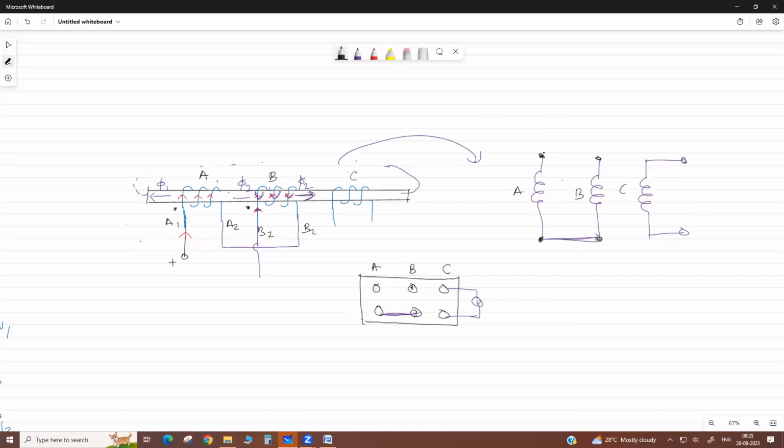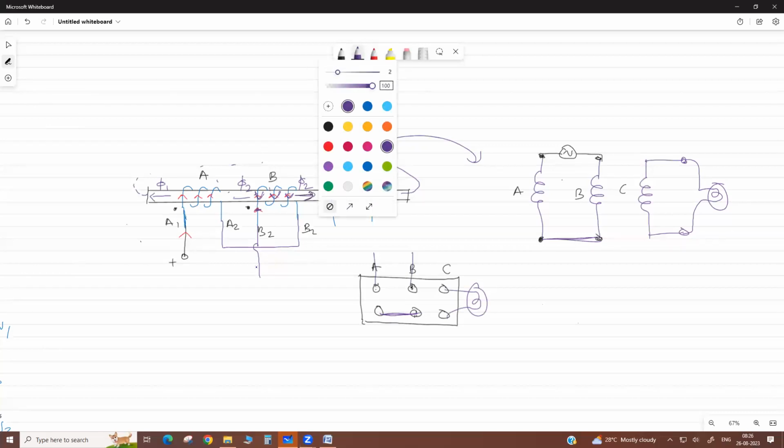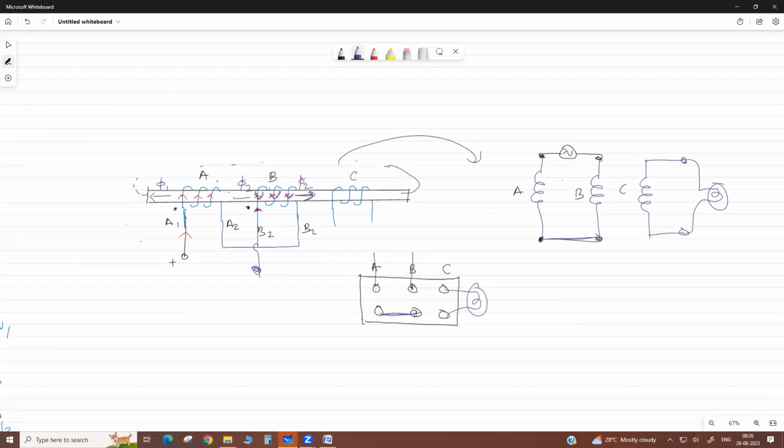We apply potential across these two coils, and the lamp is put across this. Suppose one lamp is put across coil C, like this. We short this, apply the potential, and put one lamp like this. Now what happens here practically? These two coils are connected across the supply. Then a flux is produced.